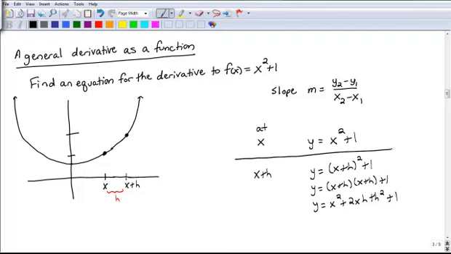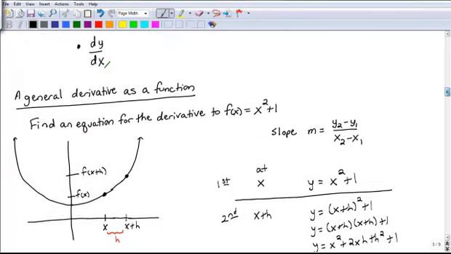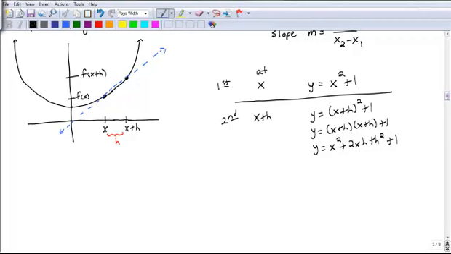So I have my 2 points for my slope. Here's my first point, and here's my second point. It's the same trick we played before to find f of x plus h and f of x. And this is a secant line, because both of these points are on the graph. And I'm going to use the slope formula to find the slope of that blue secant line. And the slope formula is y2 minus y1 over x2 minus x1.